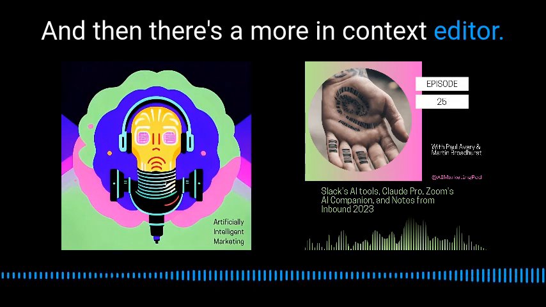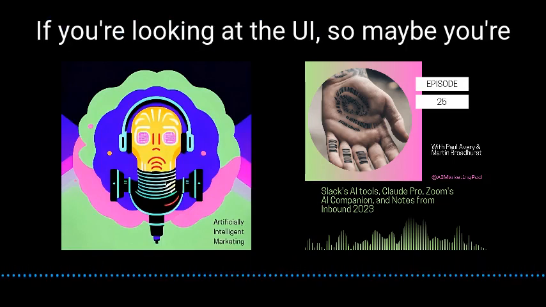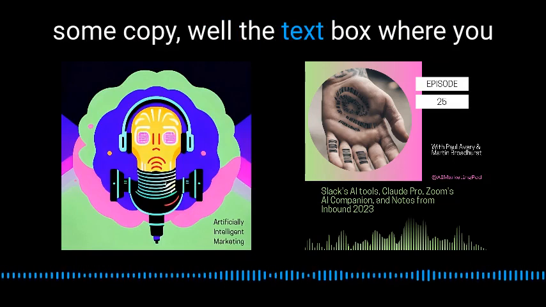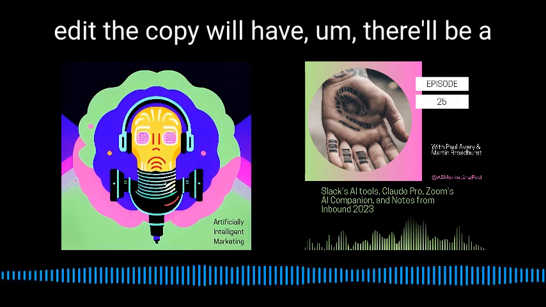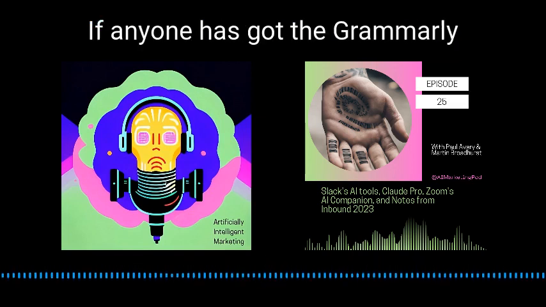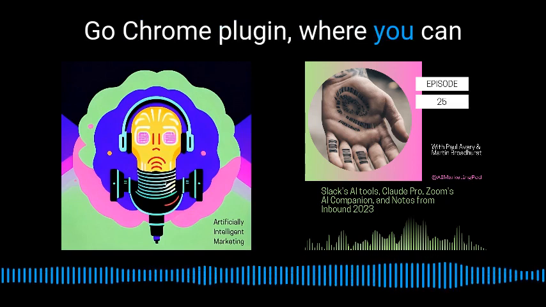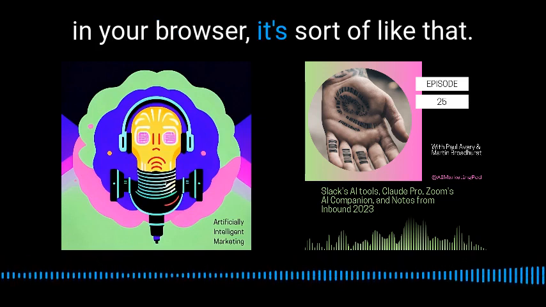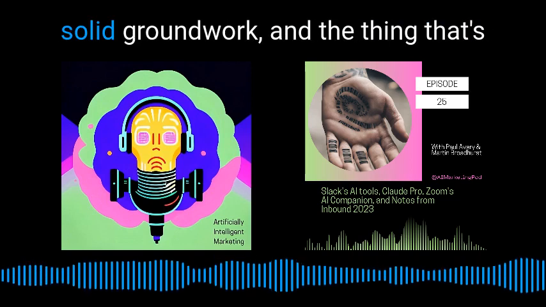in-context editor. This is where if you're looking at the UI, maybe you're creating a web page and you're writing some copy, the text box where you edit the copy will have a button to start generating some content. And it's a bit like Grammarly Go. If anyone has got the Grammarly Go Chrome plugin where you can use AI content creation anywhere in your browser, it's sort of like that. So I'd say that HubSpot is laying some solid groundwork.